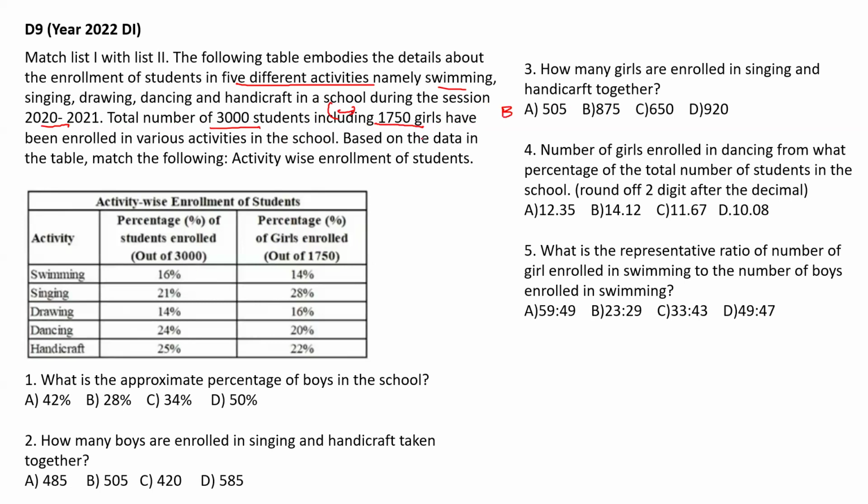Next is the basic data I've given. See, here is the percentage of students enrolled out of 3,000. Out of 3,000, 16% is swimming. Out of that 16% of students, the girls' enrollment is 1750, right? Among this, girls' enrollment is 14%.